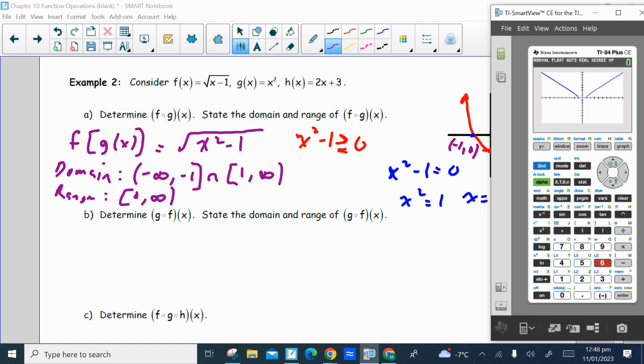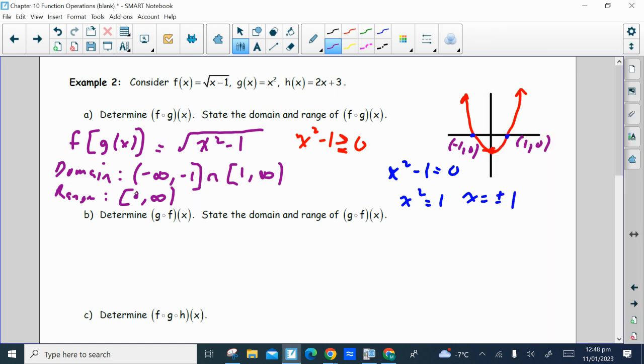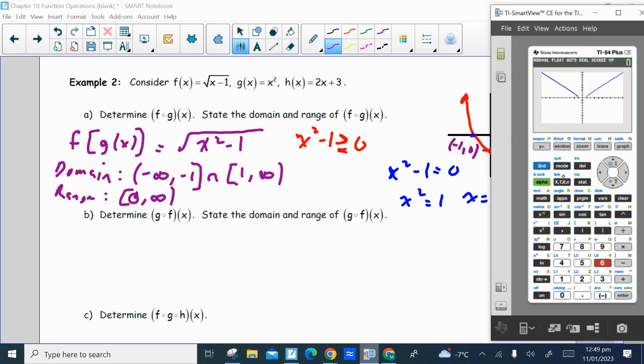As well, you can see that the graph is completely on or above the x-axis. Y is not negative, and that's why our range is that y is greater than or equal to 0. Okay, so you can go into the trace mode and you can let x equal 1, and there's that point there. Y does equal 0. You can let x equal negative 1, and again, that's that x-intercept on the left.